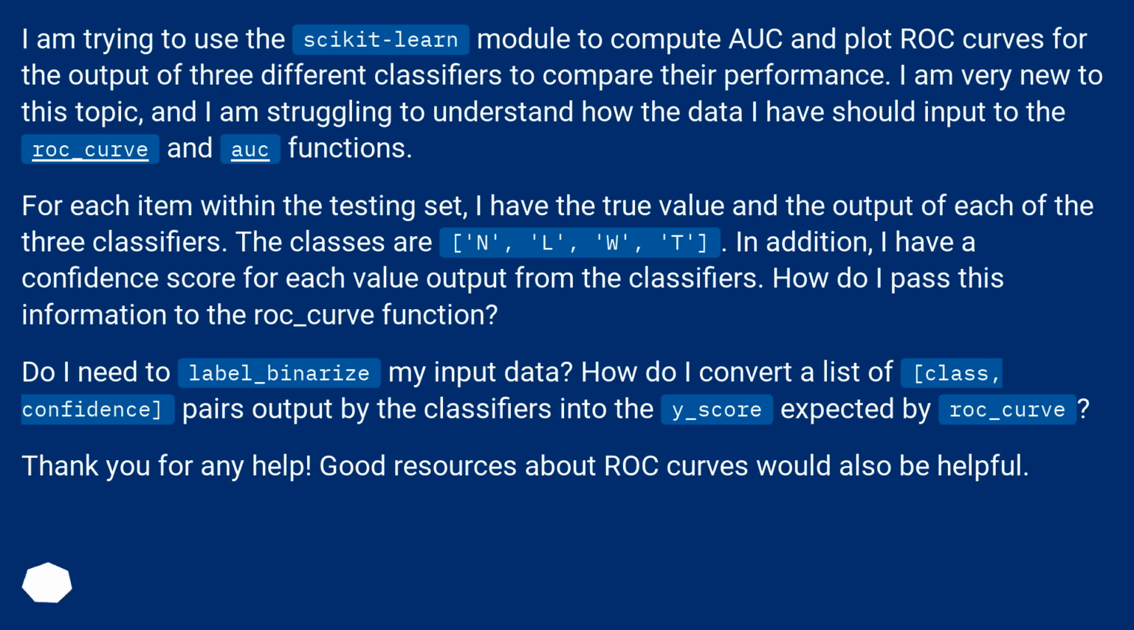For each item within the testing set, I have the true value and the output of each of the 3 classifiers. The classes are N, L, W, T. In addition, I have a confidence score for each value output from the classifiers.